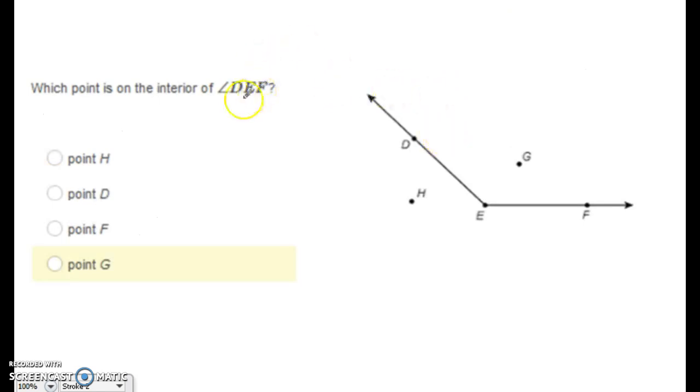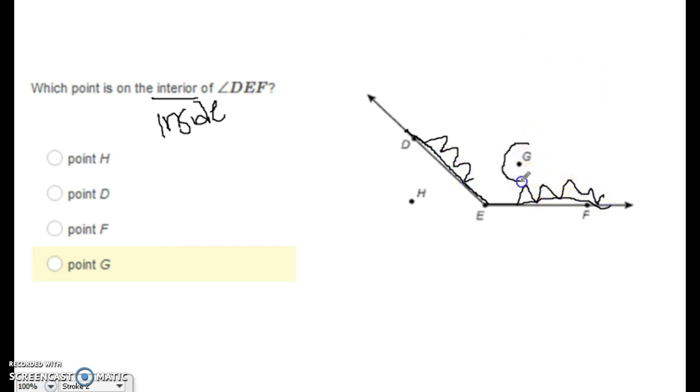Which point is on the interior of angle DEF? Alright, interior just means inside. So if we think about an angle being an alligator mouth, we're just asking which one's inside the alligator mouth. Alright, so this is our angle, or if you really wanted to consider it an alligator mouth, there's the mouth with the teeth. And the only point that's on the inside, or the interior, of that is point G.